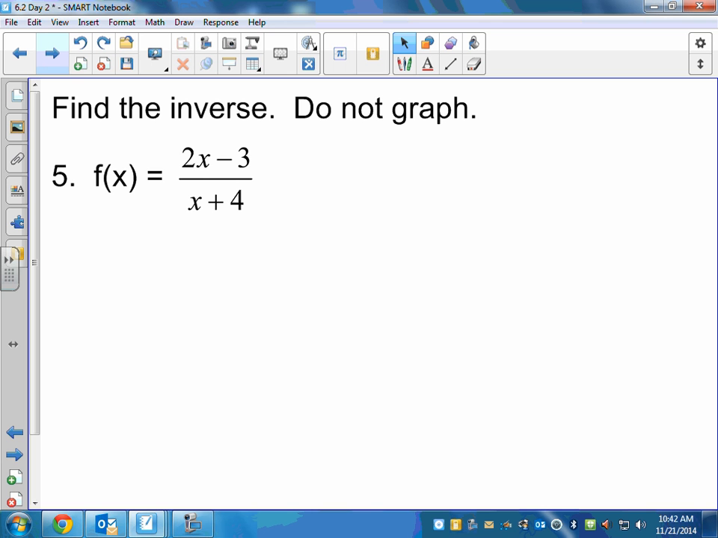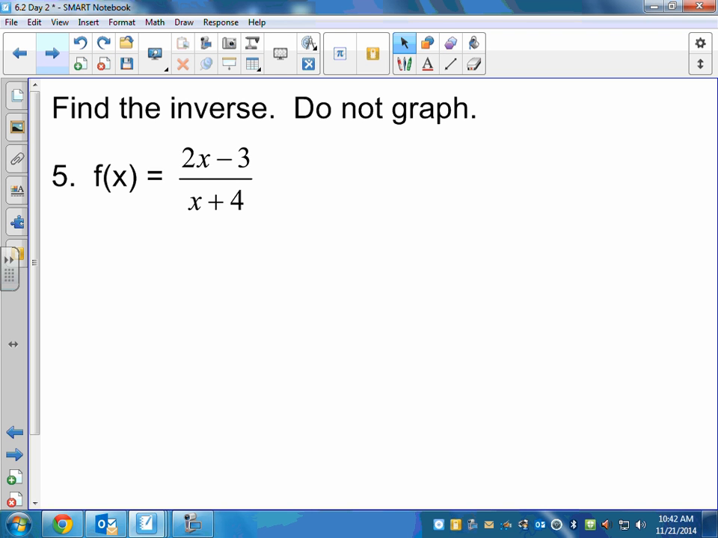because there's a lot more algebra in it. And I can tell you 100% that this type of problem is on the unit test, where you have to find the inverse with the fraction. Why is it harder? Because there's an x in the top and there's an x in the bottom.